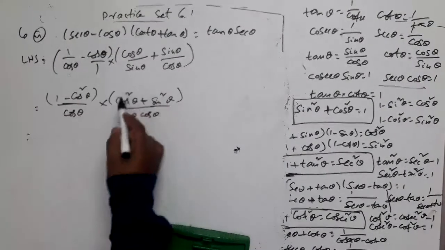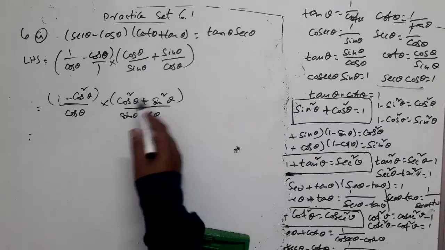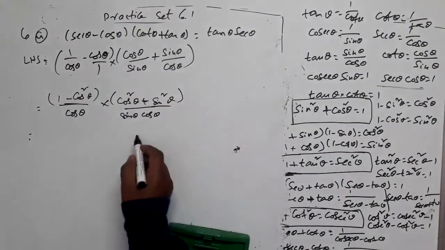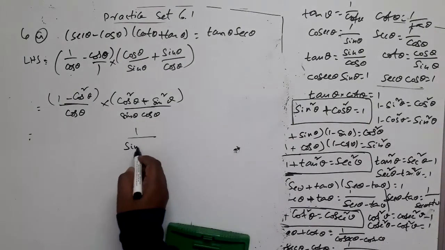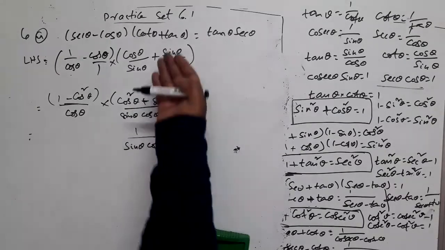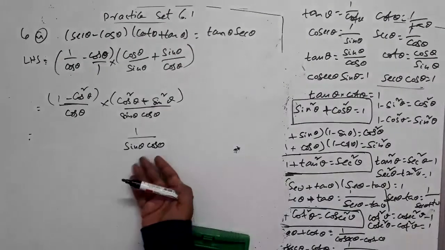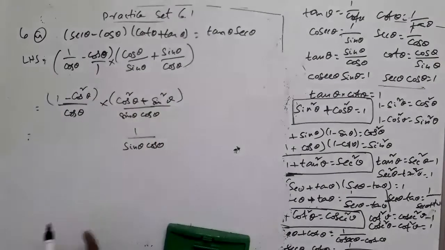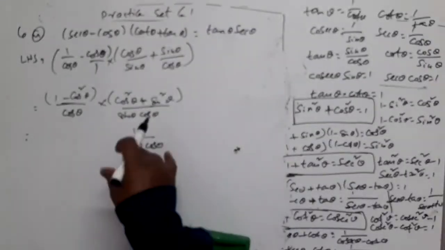What is sin square theta plus cos square theta? Yes, from first identity that is 1. So this is 1 by sin theta multiplied by cos theta. This is this part, right? So tan theta plus cot theta is 1 by sin theta cos theta. This is a useful relation we can use in many questions, right? Of course, you will see that.